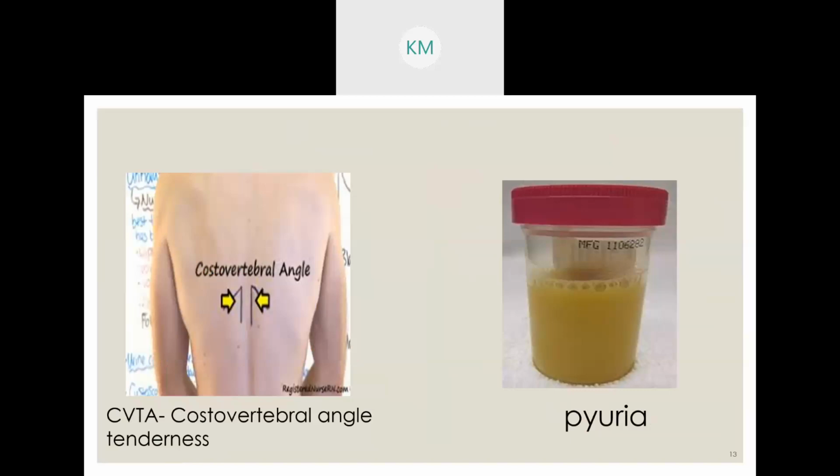All right, so you have a picture of the CVA, and that is where the pain can be located. And on the right is pyuria. And remember, what is it? We never document the word pus slang. You're right, because we just don't do that, and you can figure out why.